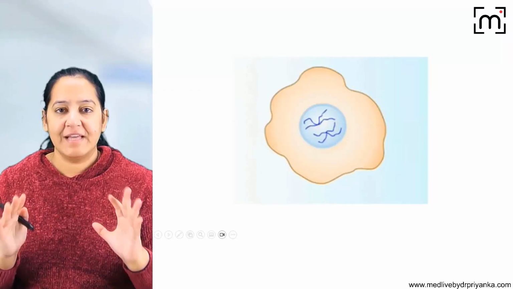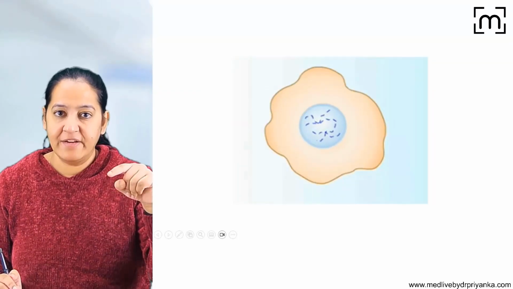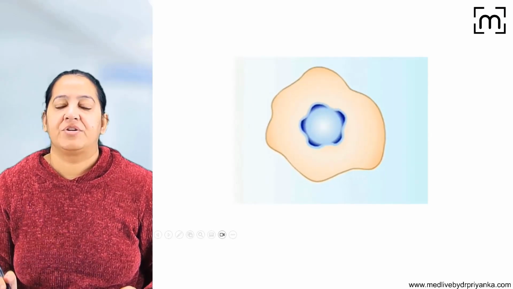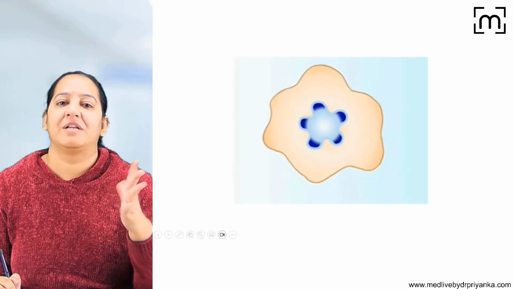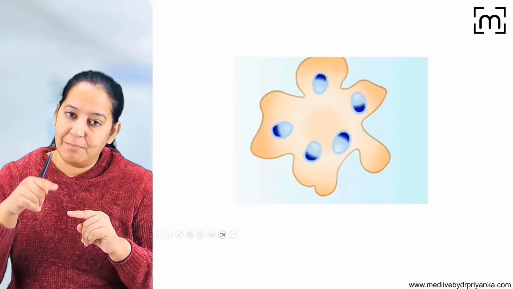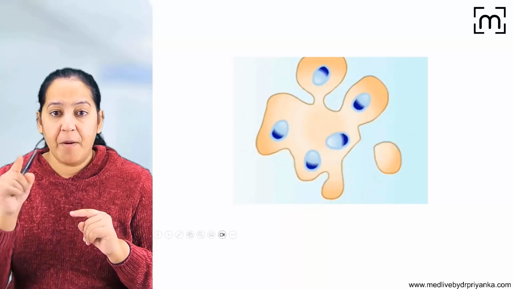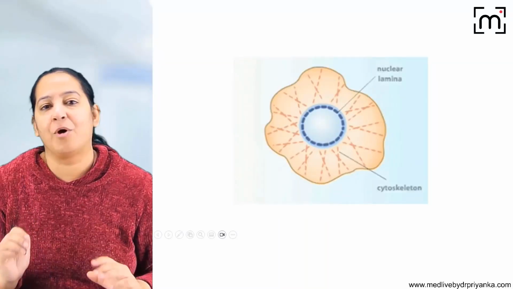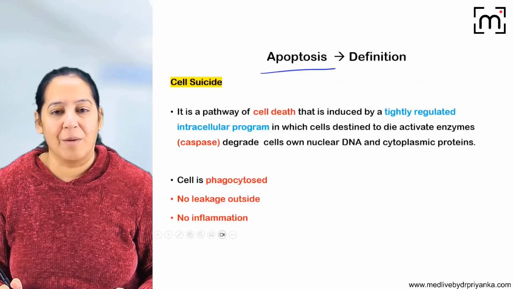Here also you can appreciate this. Appreciate the cell. Now this cell got the signal either from outside that it is no more required, or from inside that the DNA is damaged. Now you see the nucleus gets fragmented into multiple pieces, and now multiple blobs are formed. Now multiple apoptotic bodies are formed. Each apoptotic body contains a small portion of nucleus, a small portion of cytoplasm, and a small portion of cell membrane. So this is how apoptosis takes place.